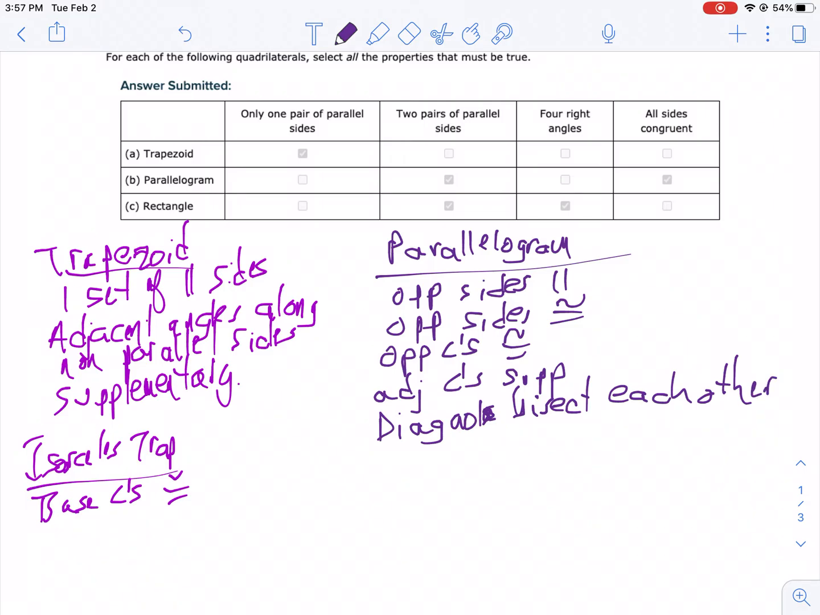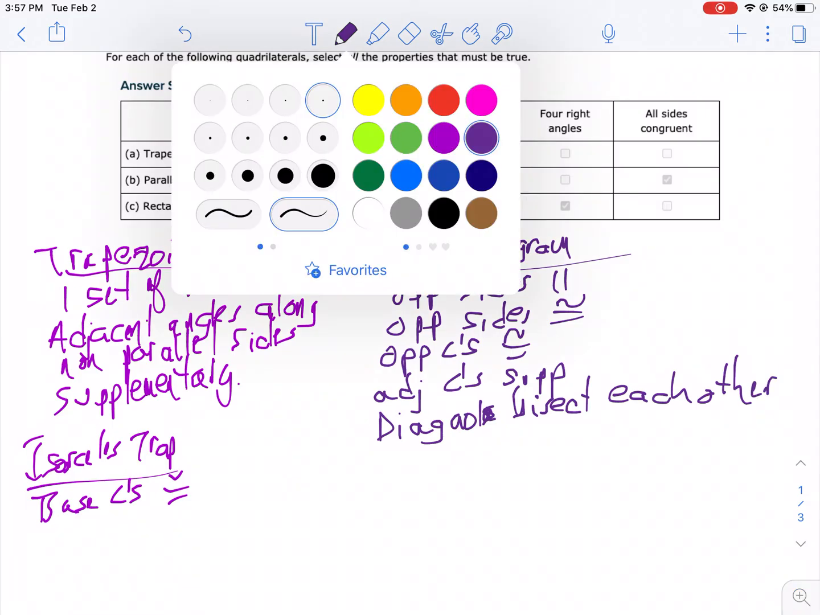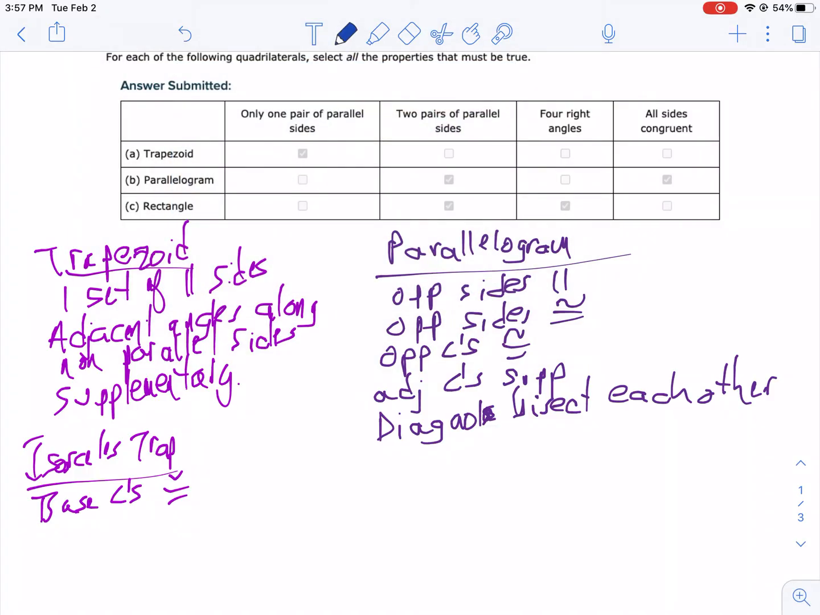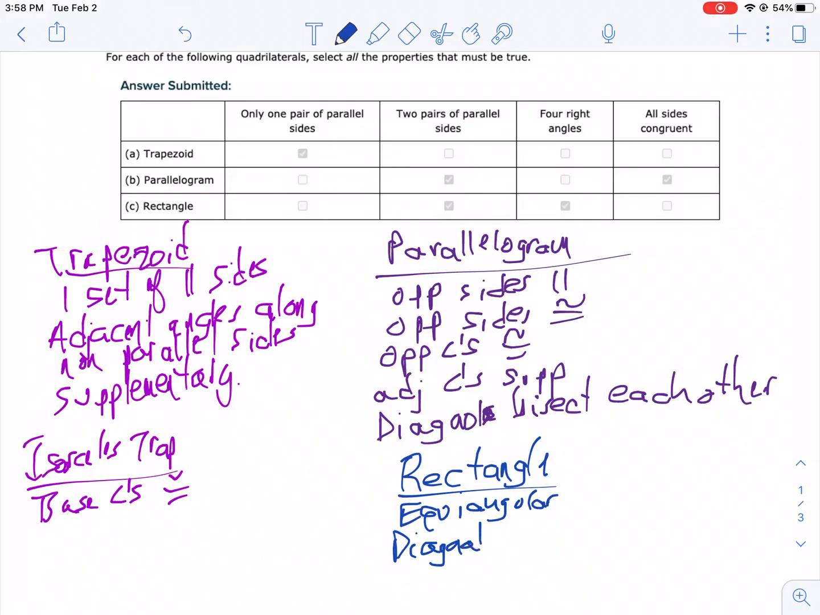Now, if you have a rectangle, well, a rectangle is a kind of parallelogram. So everything that's true about a parallelogram is true about a rectangle. Besides that, it's equiangular. That means all the angles are congruent. And we know the diagonals are congruent.